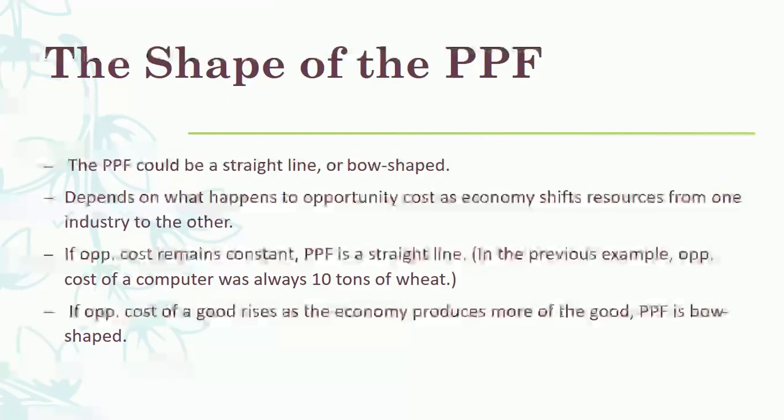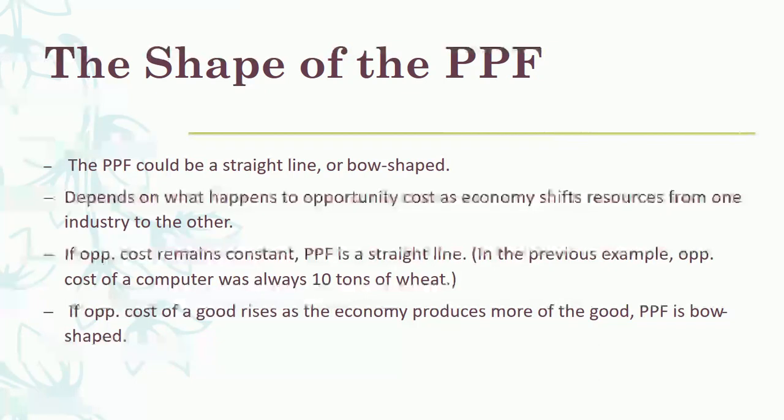The shape of the production possibility frontier. The production possibility frontier could be a straight line or bow shaped. It depends on what happens to the opportunity costs as the economy shifts resources from one industry to another. If opportunity cost remains constant, the production possibility frontier is a straight line.